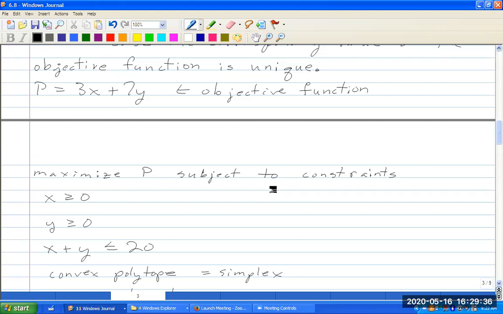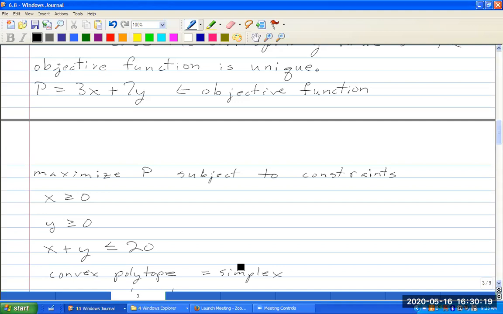So not all values of x and y are admissible solutions to the problem. Suppose we have something like x is greater than or equal to 0, y greater than or equal to 0, x plus y less than or equal to 20. These would be considered your constraints. Notice they consist of a whole bunch of linear inequalities, things that we did in the very last section. These will give us a convex polytope, some sort of simplex.